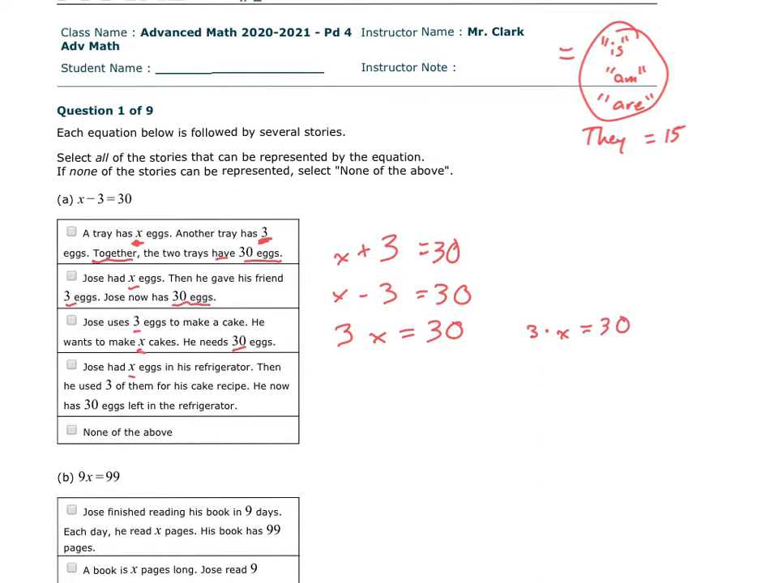Jose had X eggs in the fridge. Then he used 3 of them for his cake recipe. He now has 30 eggs left. So he had X, he took away 3, he now has 30. Okay, so I want you to have written all of these equations. Back to the original problem: which of these is X minus 3 equals 30? The second one is, and this fourth one is. Sometimes you can write the equations multiple ways.